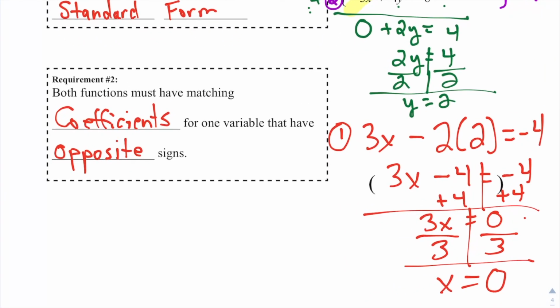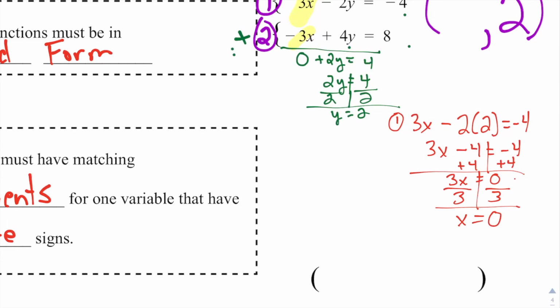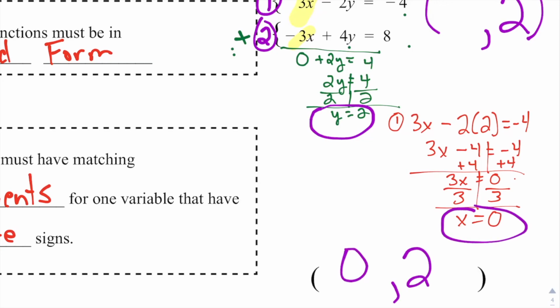I'm going to shrink some of this up for us. So now that I have my x and my y values, I can take my y value here of 2 and plug it into my solution, and I can take my x value here of 0 and plug it into my solution. So I'm in the form of x, y, like we talked about from the first lesson, and my solution to this linear system is (0, 2).